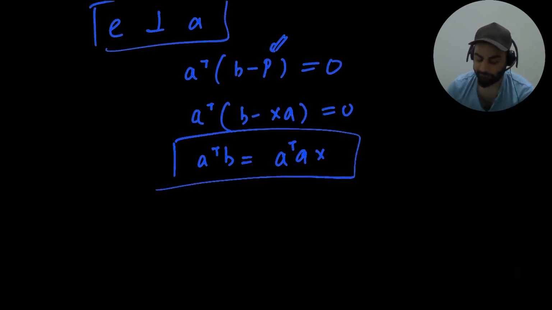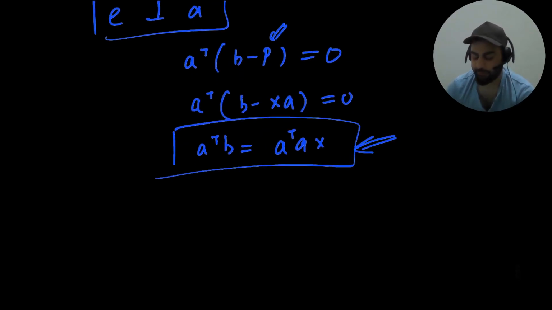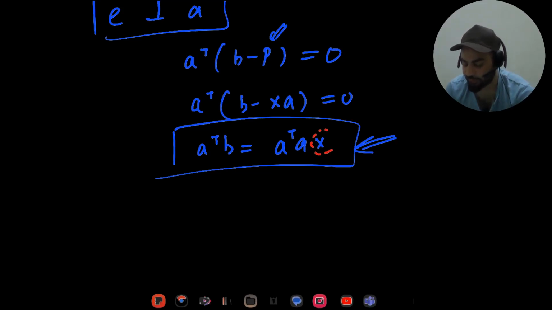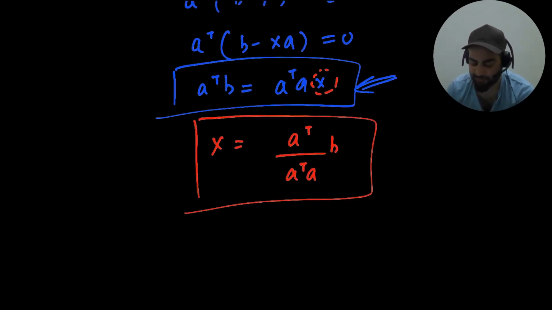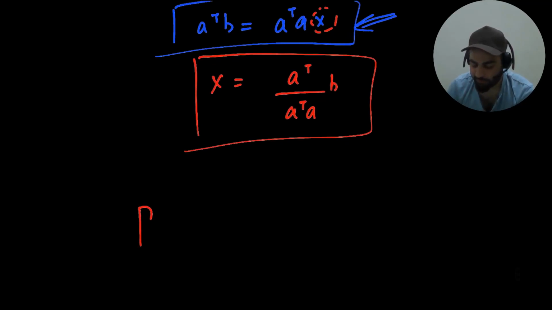Is it clear? This one? Just look at the equation, how I derived it. So now I just have to find this value of X. This X will be equal to A transpose divided by A transpose A, multiplied by B. This is the X. Now if somebody asks what the projection P is, it is this X multiplied by A.